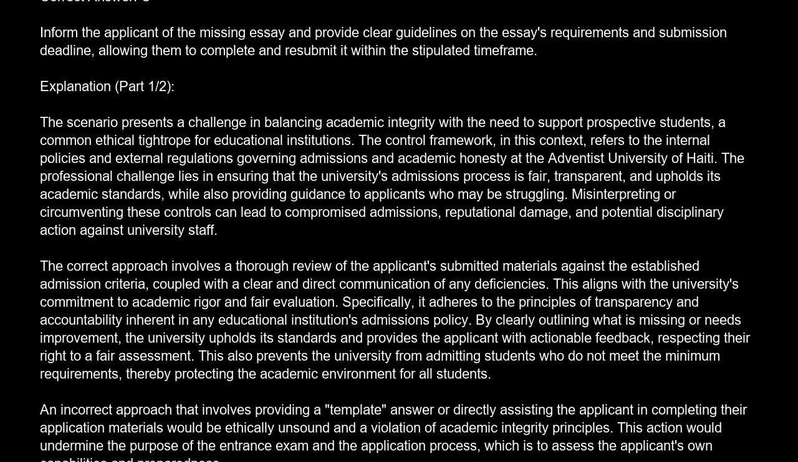By clearly outlining what is missing or needs improvement, the university upholds its standards and provides the applicant with actionable feedback, respecting their right to a fair assessment. This also prevents the university from admitting students who do not meet the minimum requirements, thereby protecting the academic environment for all students. An incorrect approach that involves providing a template answer or directly assisting the applicant in completing their application materials would be ethically unsound and a violation of academic integrity principles. This action would undermine the purpose of the entrance exam and the application process, which is to assess the applicant's own capabilities and preparedness.